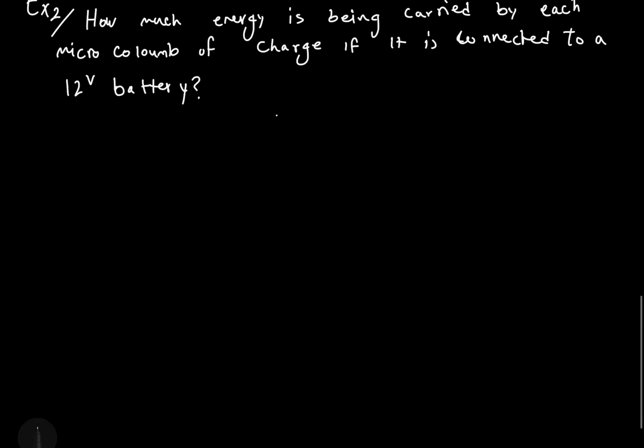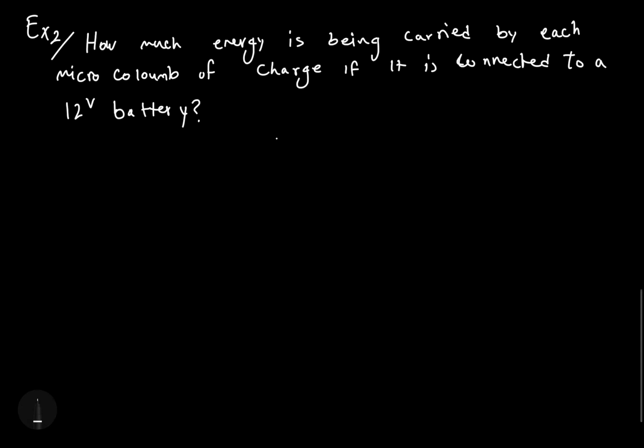Now, here we're looking for the amount of energy carried by each microcoulomb of charge. We're not looking for the voltage, we're looking for the energy in their backpacks. So energy is simply voltage multiplied by the charge. V is 12 volts. That's the strength of the battery. And Q, the charge, is each microcoulomb, so it's 1 microcoulomb.